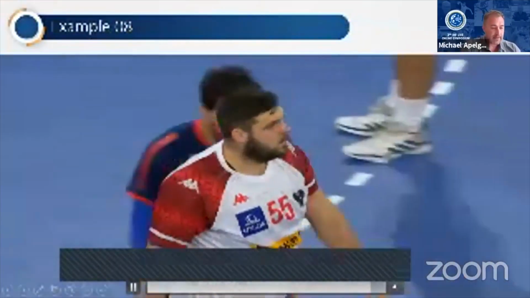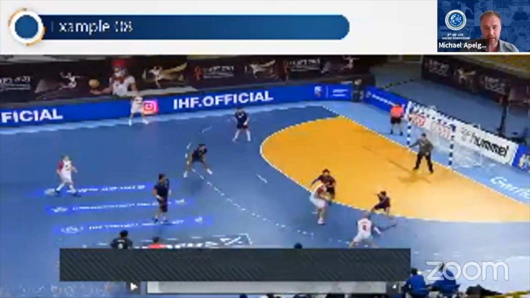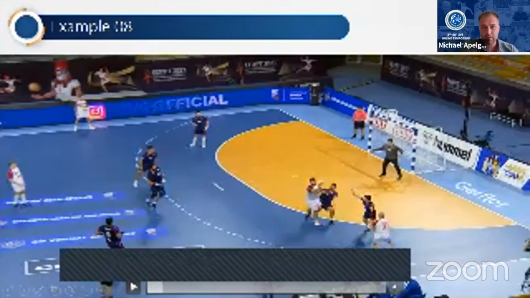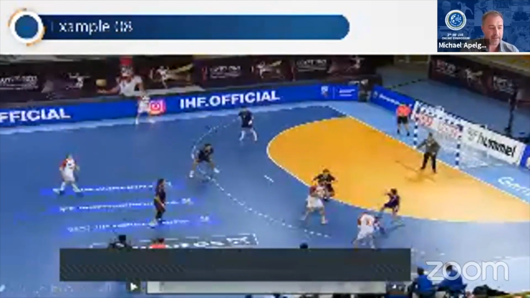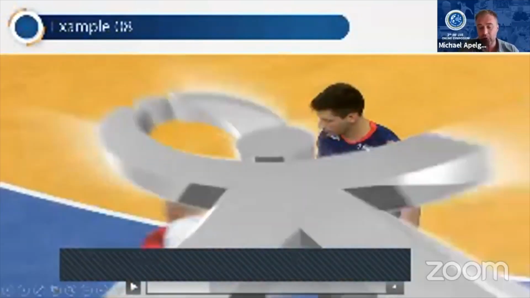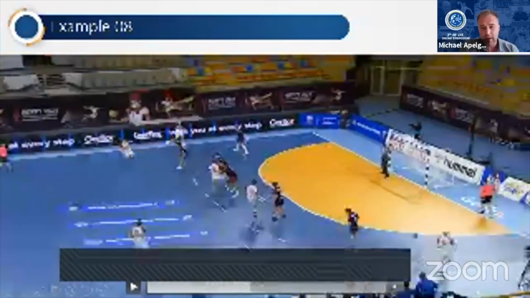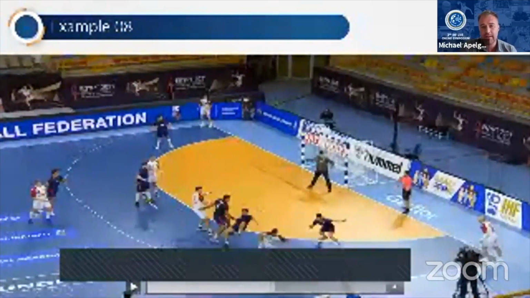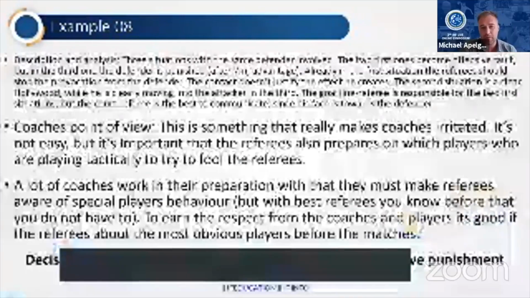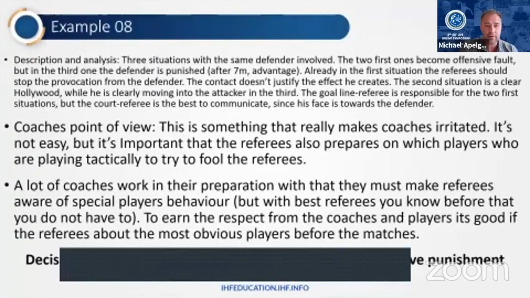Yeah, and here you can see that these are the kind of situations which make coaches a little bit irritated, that sometimes there are some special players who are good at using this and playing tactically, trying to fool the referees a little bit. And therefore, if the referees want to earn the respect from the players and coaches, it's really important that they show that they are prepared on this, because for sure the teams and the coaches know about this behavior. Like I said before we started, this is a typical thing that you prepare before. Be a little bit aware that this guy is trying to fool you on fixing offensive faults.